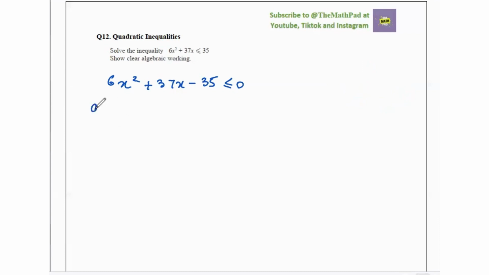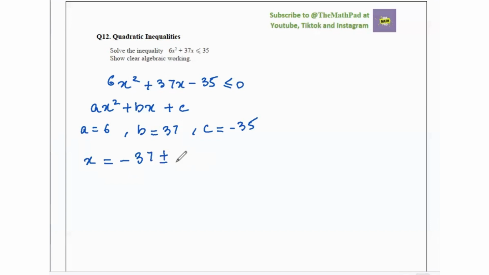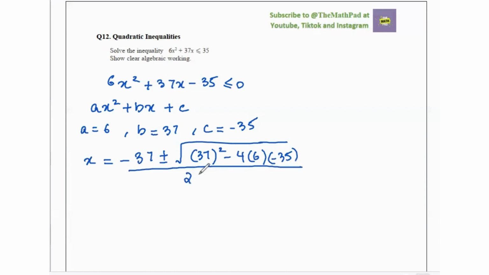For the quadratic formula, you need to know that a quadratic equation comes in the format of ax squared plus bx plus c, where a is the coefficient of x squared, b is the coefficient of x, and c is the constant. In our case, a is 6, b is 37, and c is negative 35. We put this in the quadratic formula, which is also provided in the formula sheet. Negative 37 plus or minus the root of 37 squared minus 4 times 6 times negative 35, over 2 times 6.